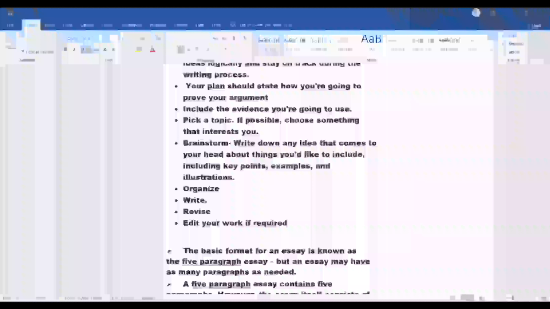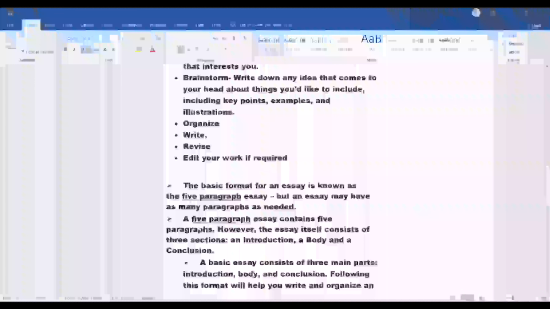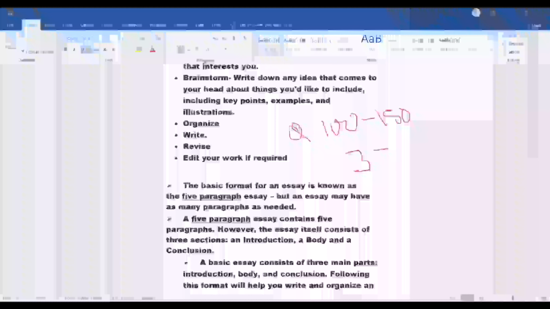Okay. So the basic format for an essay is known as a 5-paragraph essay, but an essay may have as many paragraphs as needed. It depends upon the question, students. If the question says write an essay for about 100 to 150 words, you need to understand that your essay should be of 3 paragraphs. And if there are 3 paragraphs, how many lines you have to include in the introduction, in the body, or in the conclusion.